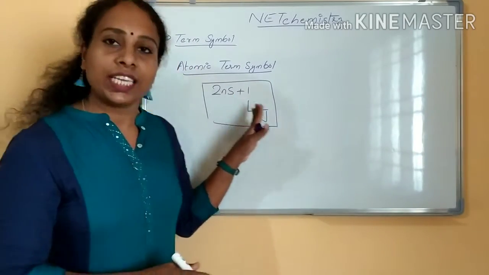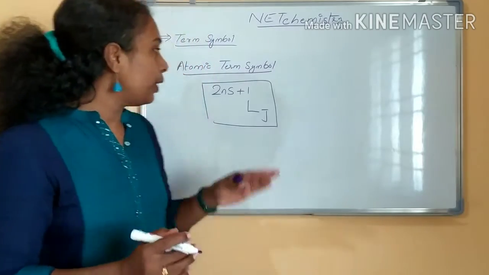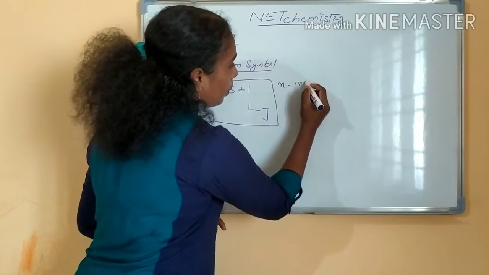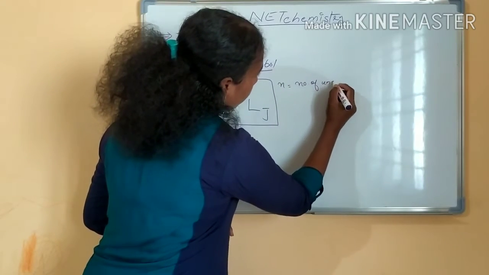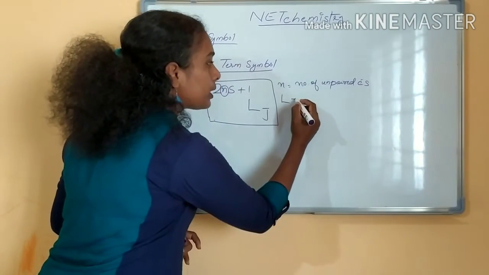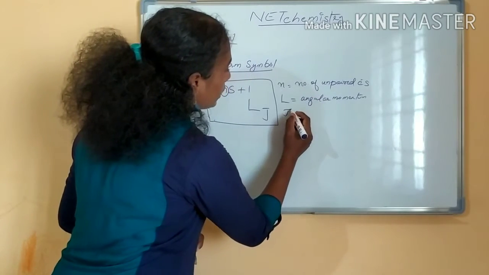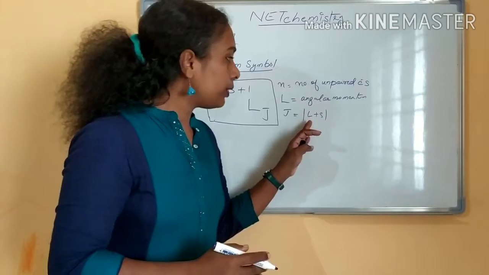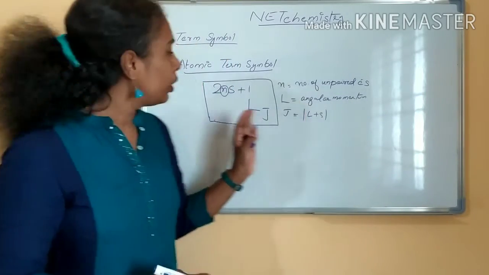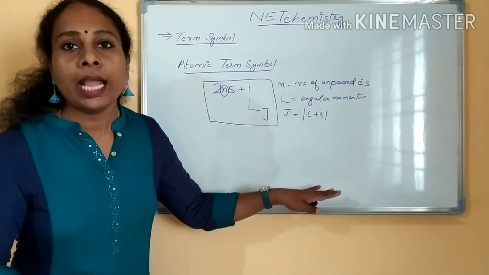In this you know what is S, what is L and what is J. You have already seen in the last video, and here one more letter is there, N. What is N? N is nothing but the number of unpaired electrons. And you know what is the L value? L is the angular momentum quantum number, right? And J is nothing but angular momentum plus spin, L plus S, you know. So we have to apply 2NS plus 1 L J for finding out the atomic term symbol.